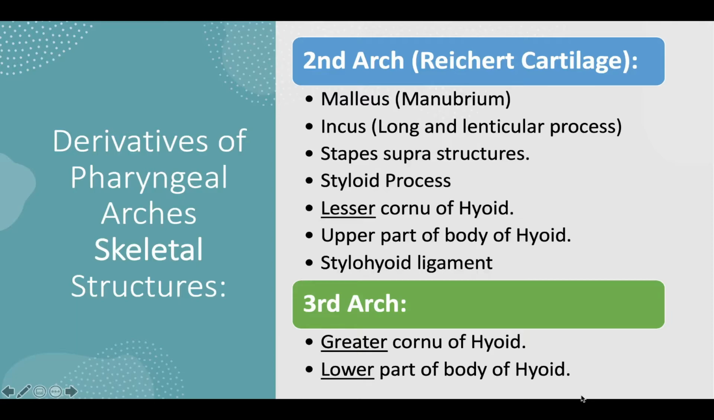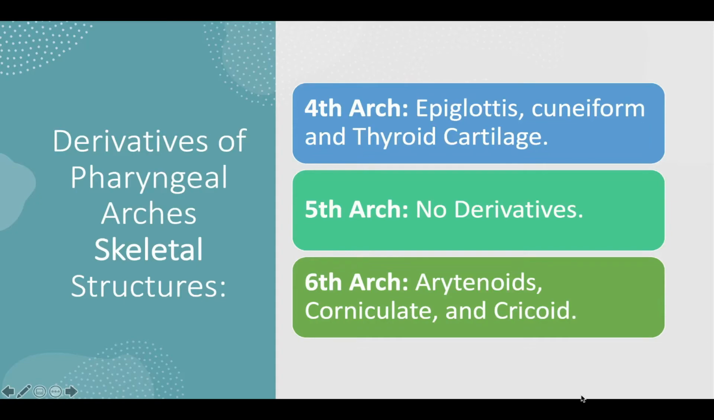The third arch, you have two things: greater cornu of the hyoid, as opposed to the lesser cornu of the hyoid, which is derived from the second arch. The greater cornu is derived from the third arch, and the lower part of the body of the hyoid. The fourth arch has three things: epiglottis, the cuneiform, and the thyroid cartilage. Fifth arch, as we said, no derivatives. Sixth arch has the arytenoids, the corniculate, and the cricoid.